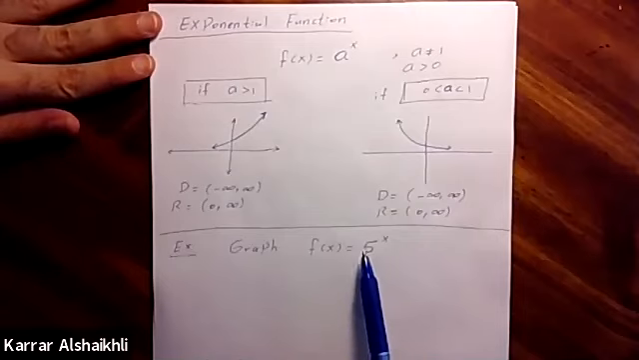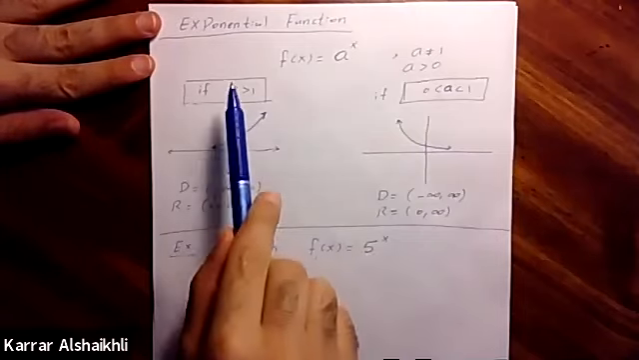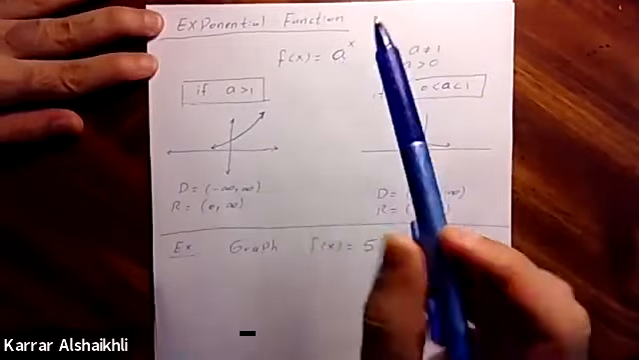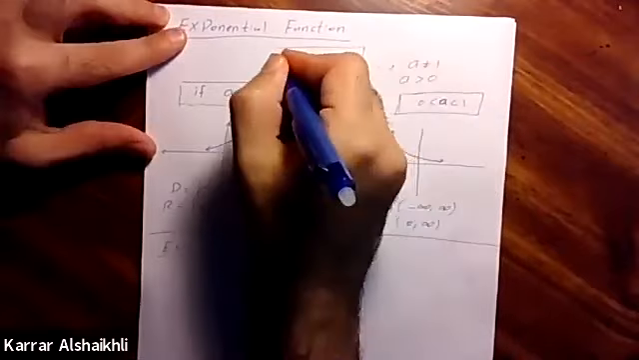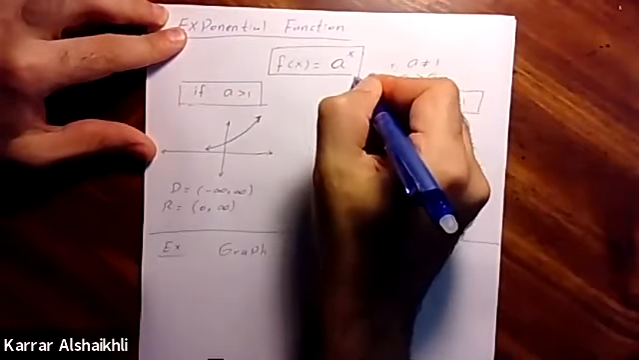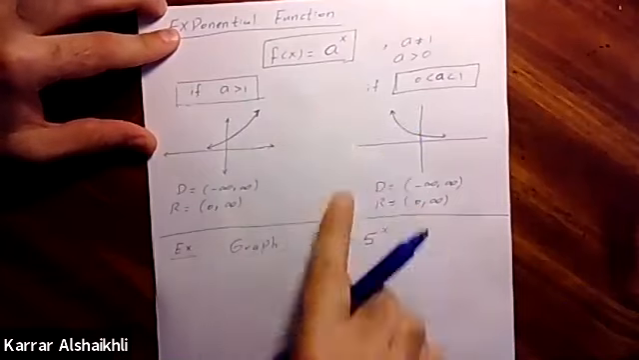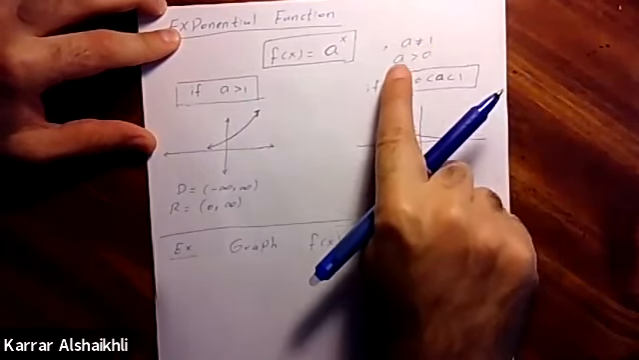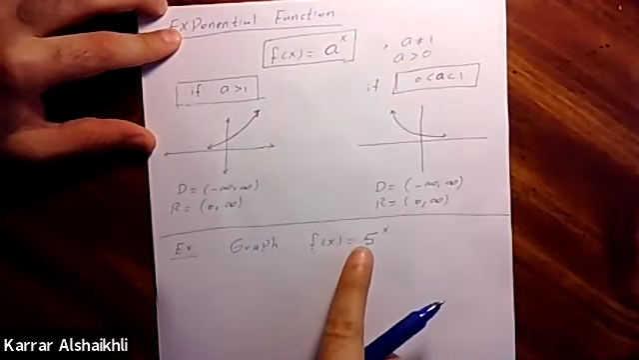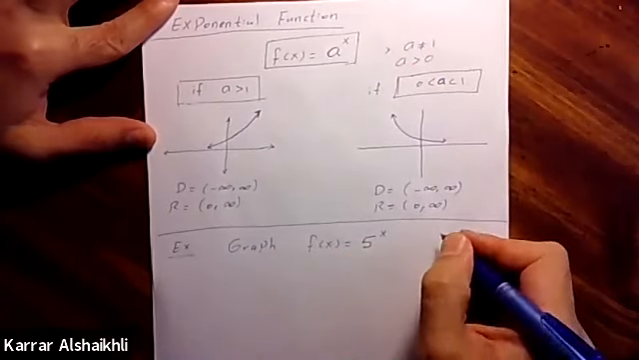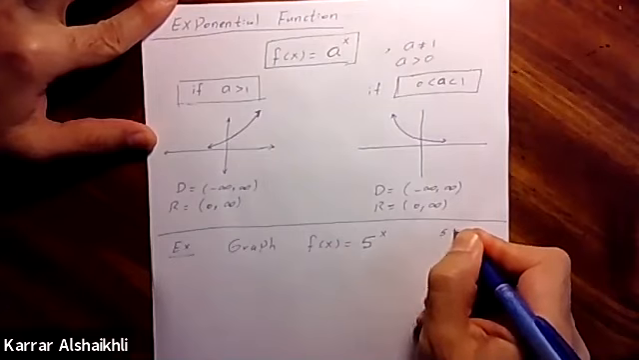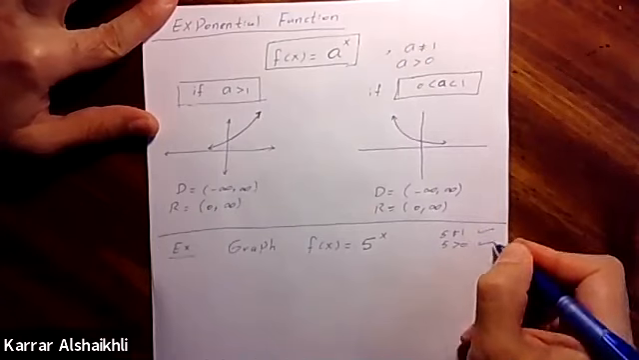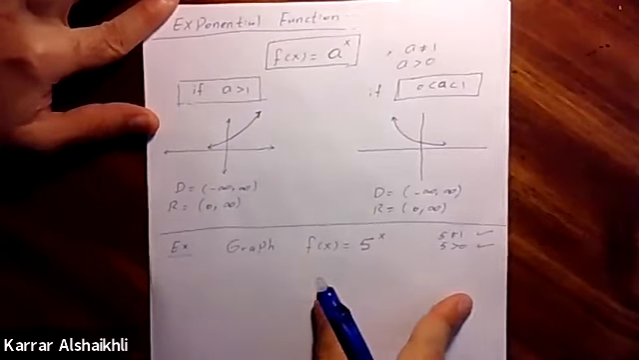The second thing, I have to make sure A is not equal to 1. This is the exponential function. So I have to check where is the A. The A is 5, which is not equal to the 1. This is the first thing. A greater than 0? Yes, 5 is greater than 0. So first of all, 5 not equal 1, and 5 is greater than 0. So these two conditions satisfy. That means this is exponential function.